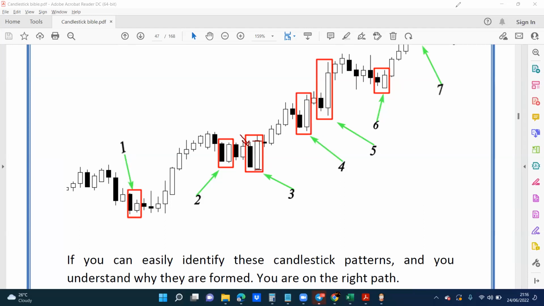What about number 4 and 5? No, 4 and 5 look similar. What do you think we should call 4 and 5? Bullish engulfers. Yep. We should be able to call them bullish engulfers.